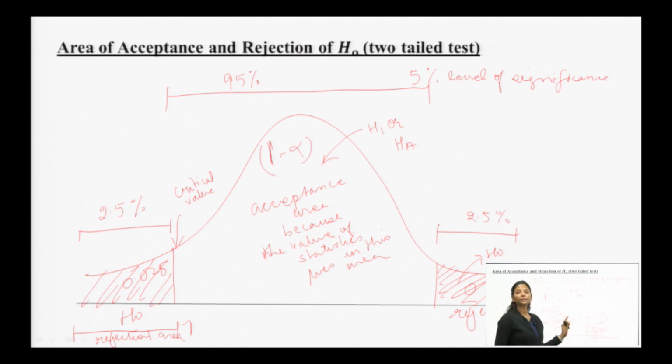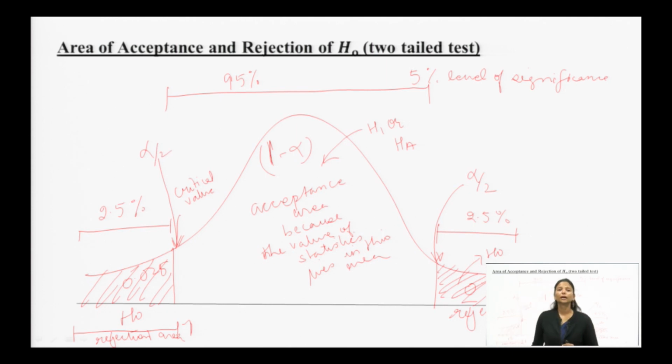Now, 1 minus alpha is this part, that means the two sides will represent alpha divided by 2. Why? What alpha is remaining here is alpha by 2, because we have divided this alpha into 2 equal parts onto both sides of the bell shaped curve. This again is alpha by 2.